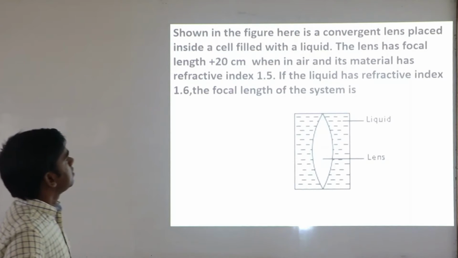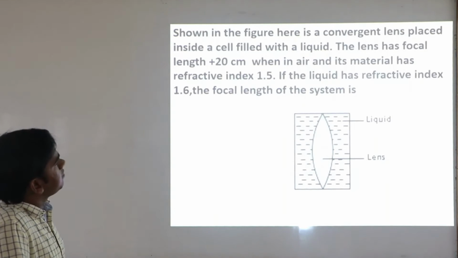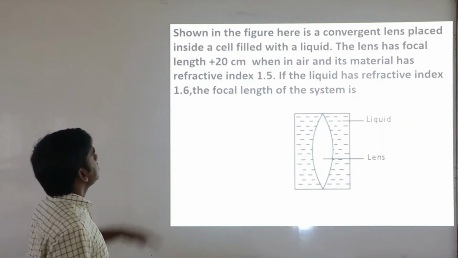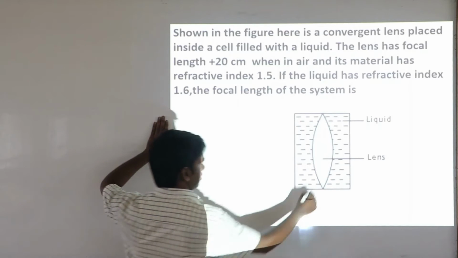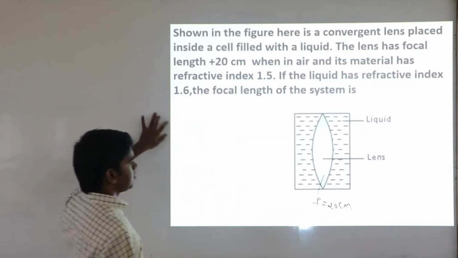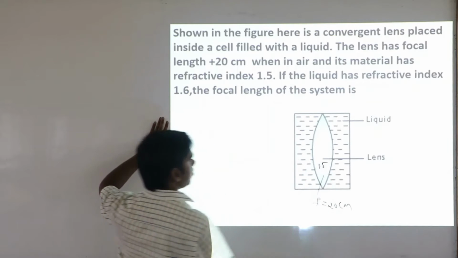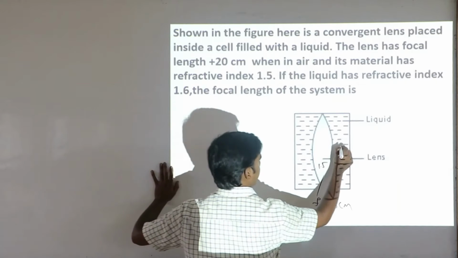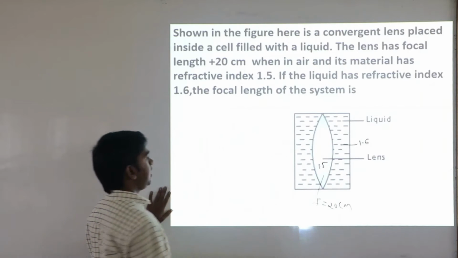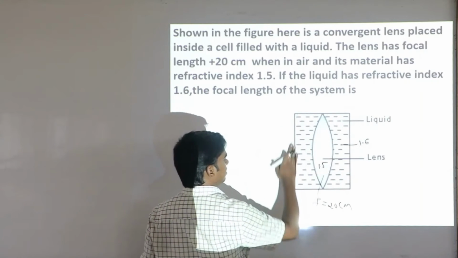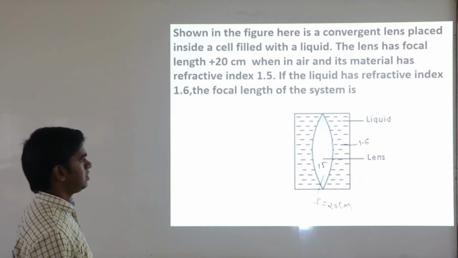So next question. The figure shows a convergent lens placed inside a cell filled with liquid. The lens has a focal length of 20 centimeter and refractive index 1.5. The liquid has refractive index 1.6, which means it is denser than the lens. Find the focal length of the system, whether it acts as convergent or divergent. We have to find the focal length also.